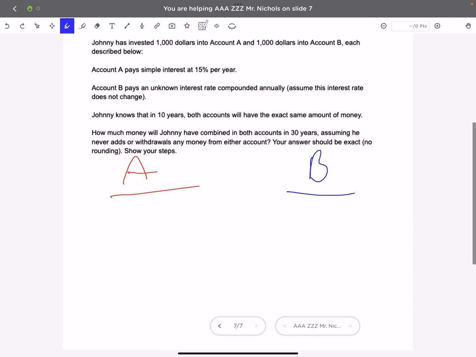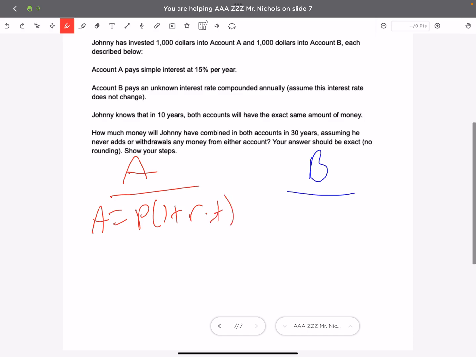How much will Johnny have combined in both accounts in 30 years, assuming he never adds or withdraws any money from either? And your answer should be exact, no rounding. Show your steps. Okay, so for account A, we can calculate in 10 years. Remember, A is equal to the principal times 1 plus the rate times time.